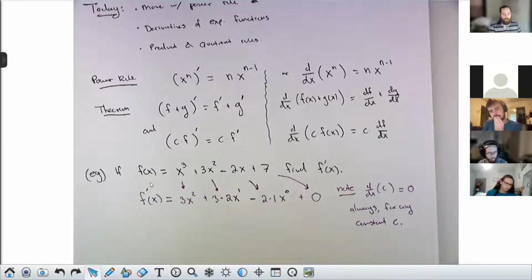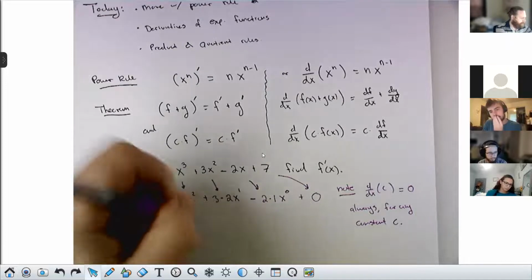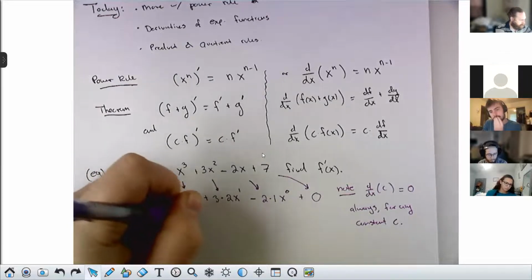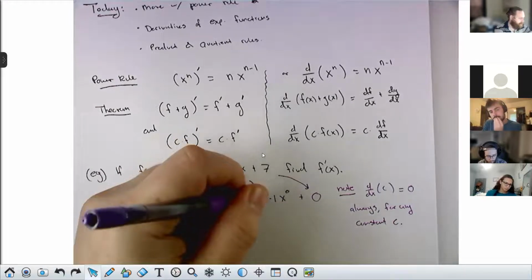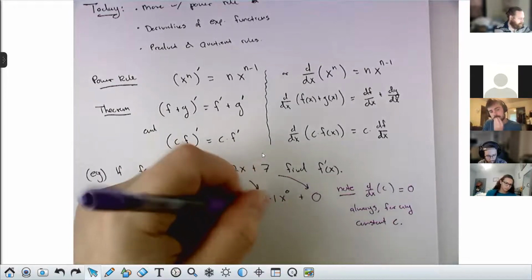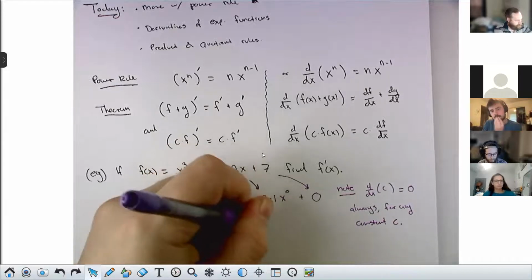Either way is fine. So this is how most people would differentiate this, right? You just look at each piece on its own, and then you add them or subtract them according to whether they're added or subtracted in the original. And then we simplify a little bit. So this is 3x squared plus 6x, and then minus 2 times 1 times x to the 0 is just minus 2.